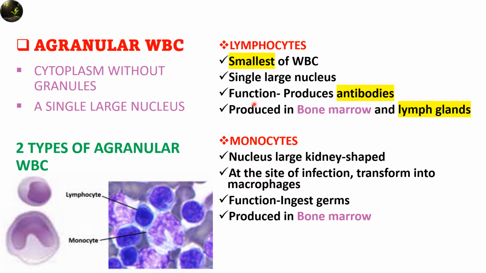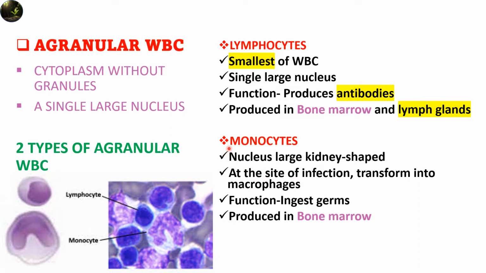What is the function of lymphocyte? It produces antibodies. This is also one of the important features. Lymphocytes are produced in bone marrow and lymph glands. They are synthesized in bone marrow and lymph glands.